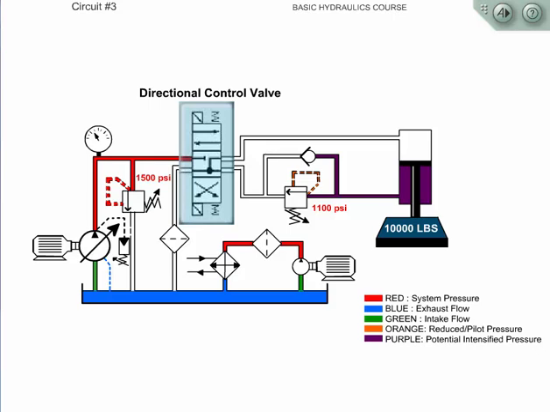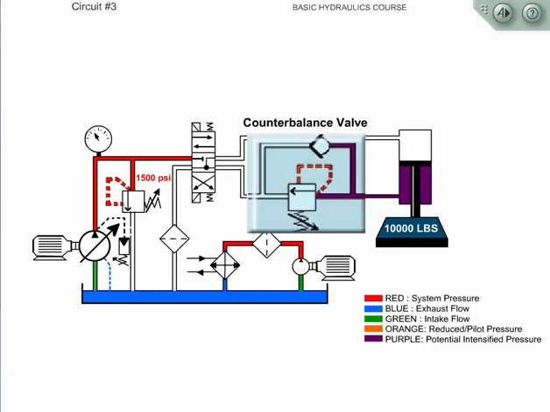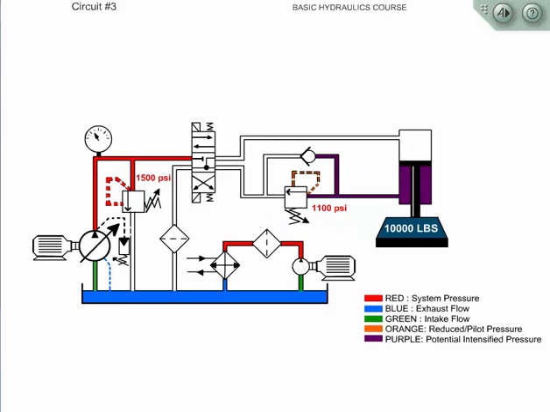Now, we look at the counterbalance valve. The counterbalance valve maintains back pressure on the rod side of the cylinder so that the cylinder brings the load down at a controlled rate of speed. The check valve is used to lock and hold the load on this cylinder when the directional control valve is centered. Now, let's watch the system work again and see how each component operates.